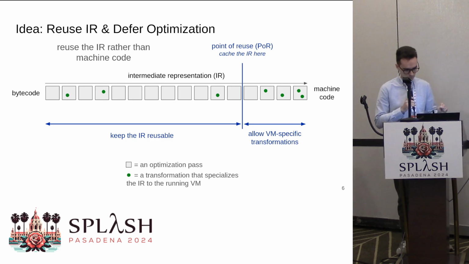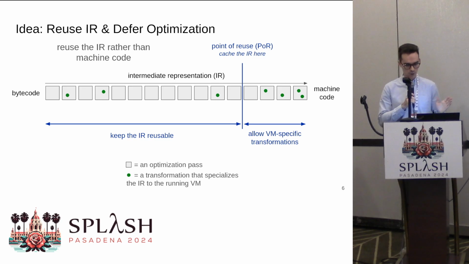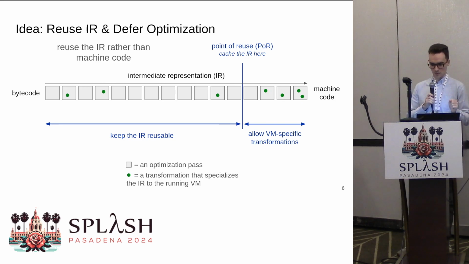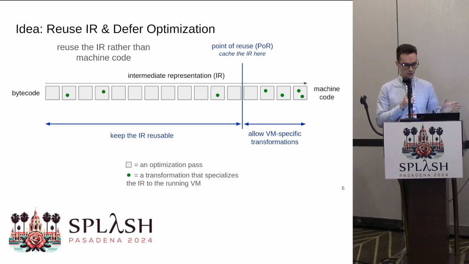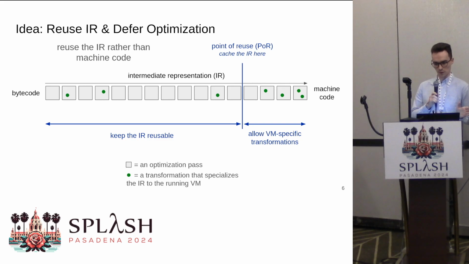So after some specific optimization pass, we cache the IR for later reuse. We call this the point of reuse. After the point of reuse, basically any VM-specific transformations are allowed. And before the point of reuse, we need to make the IR reusable.